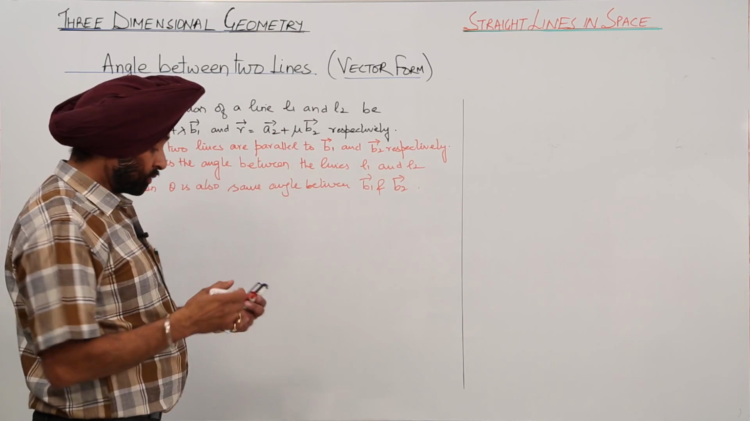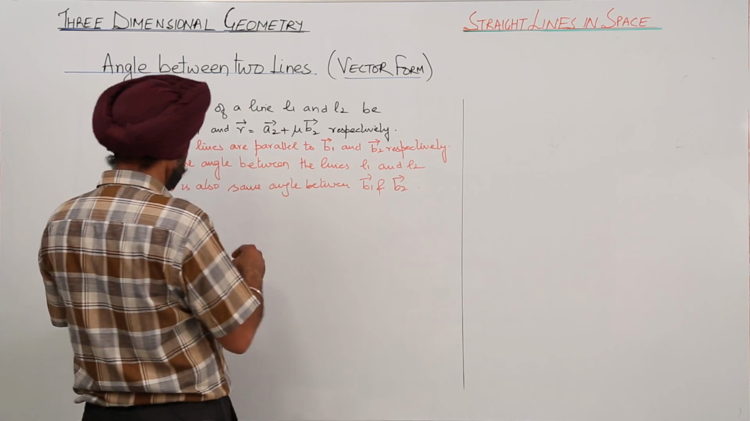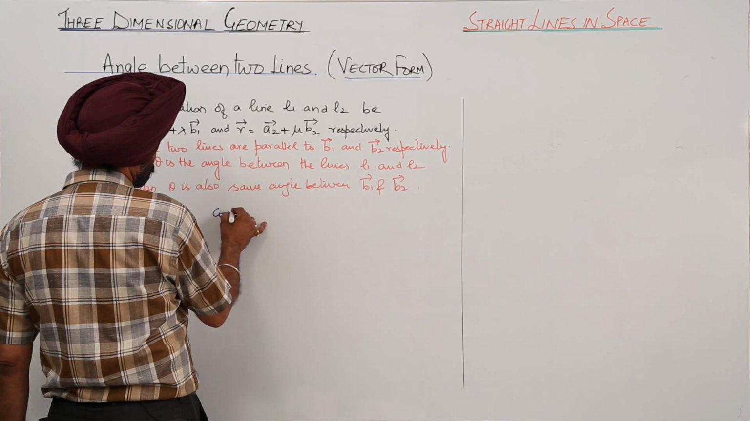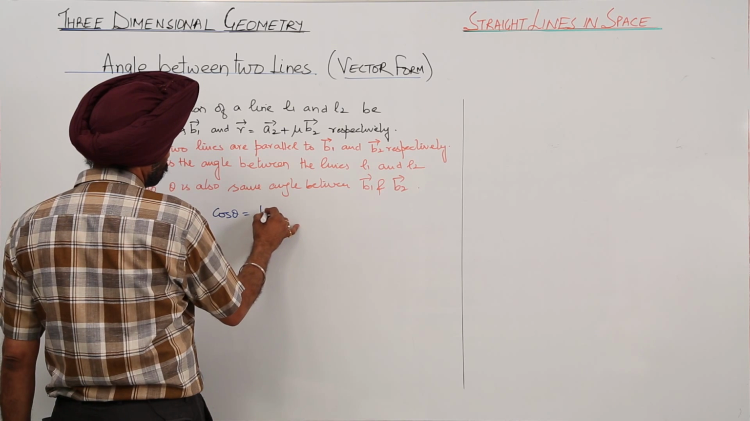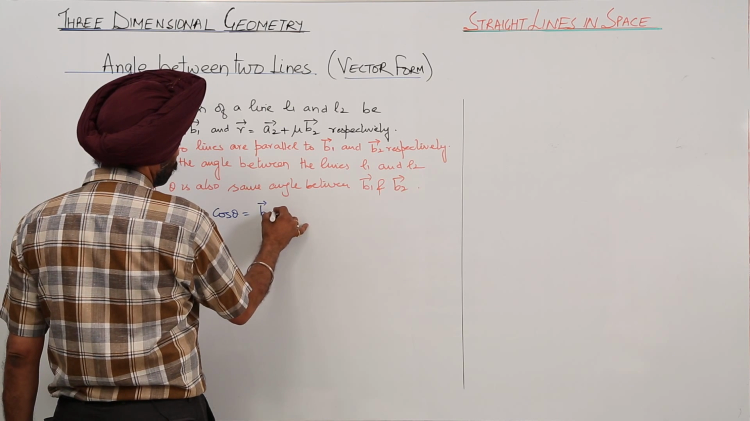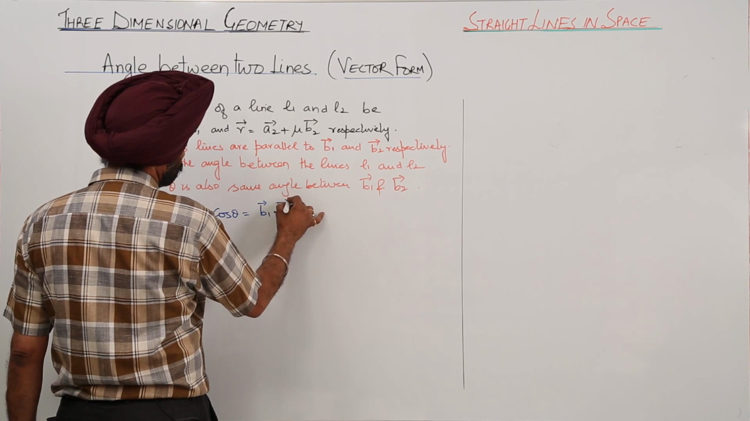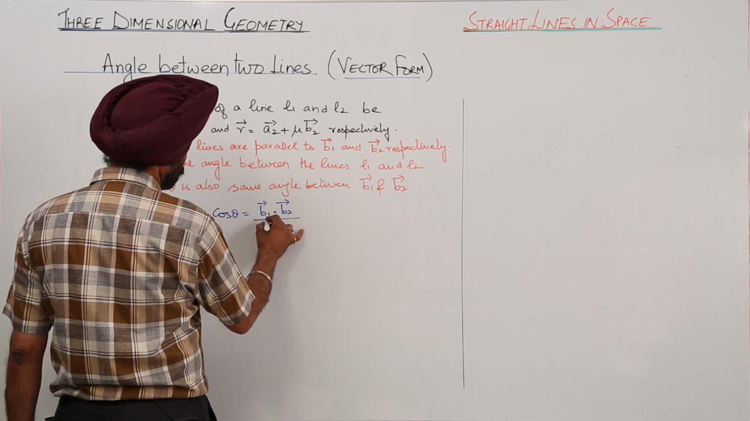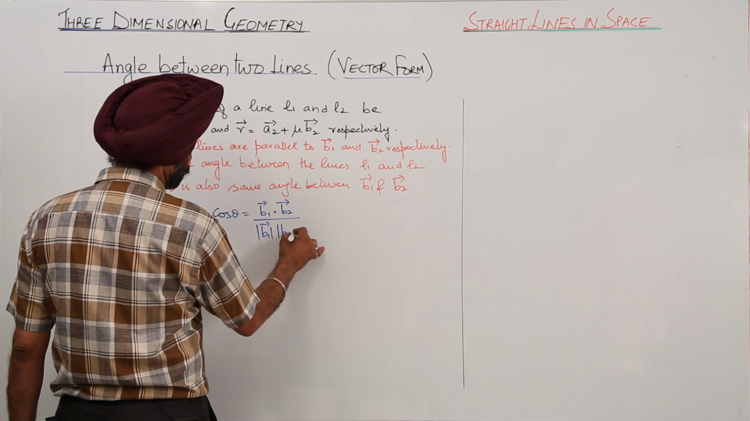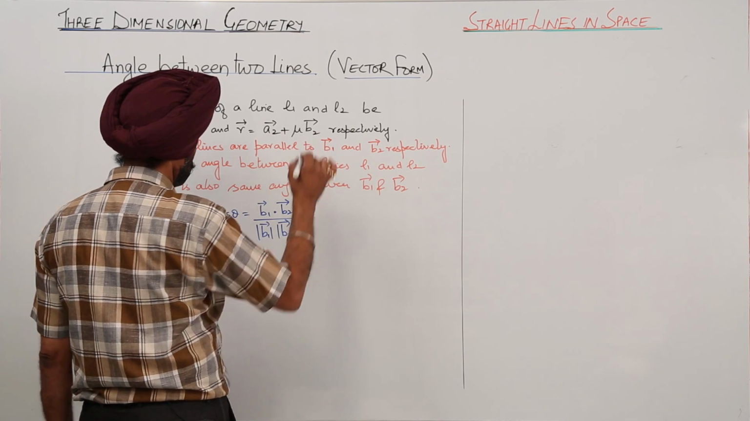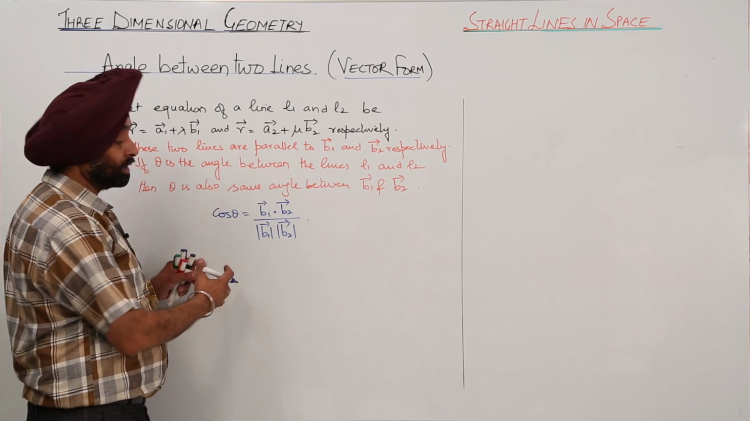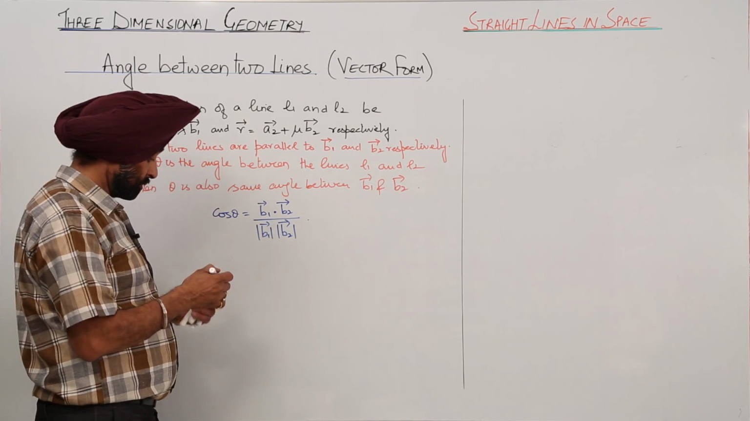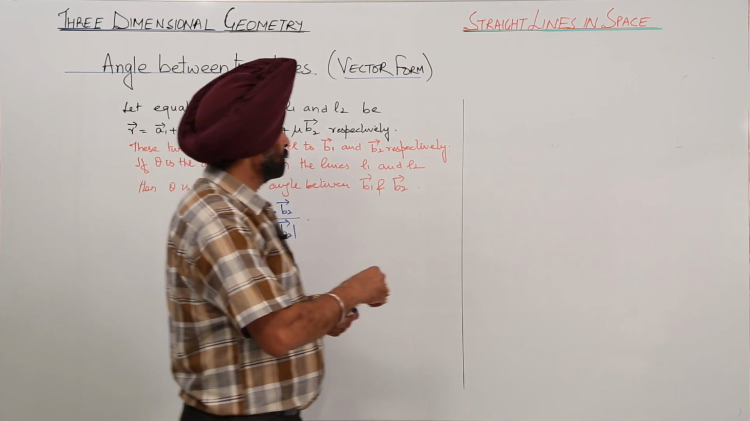Now we have already gone through the definition. So what we are having? Now we are having cos theta is equal to vector b1 dot vector b2 upon magnitude of vector b1 magnitude of vector b2. So this is the angle between them, or we can write theta is equal to cos inverse of this one. Now we are having conditions.